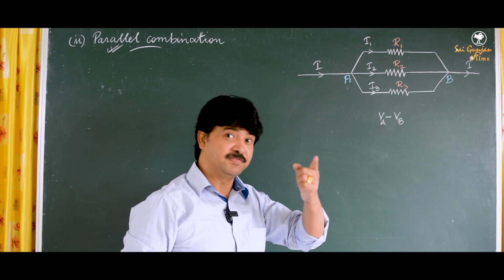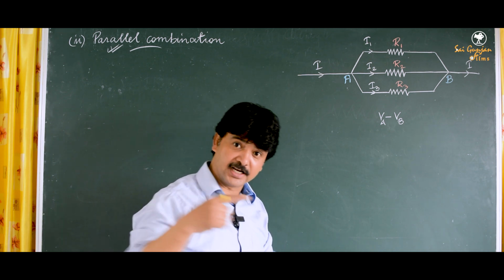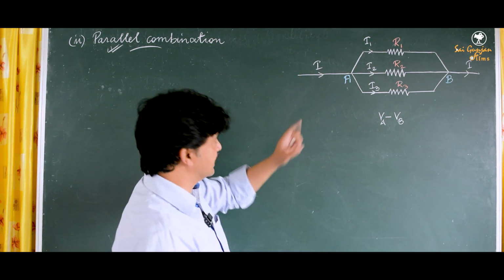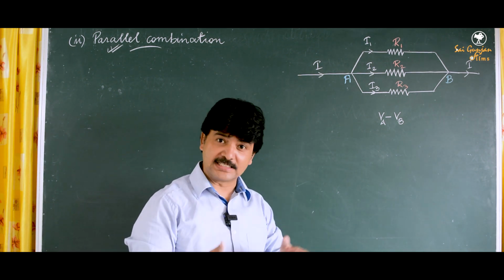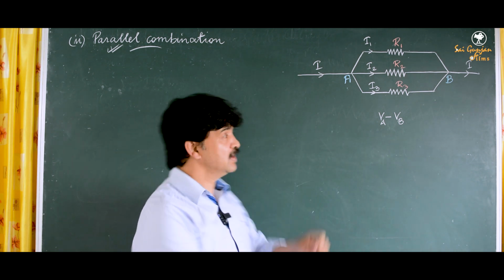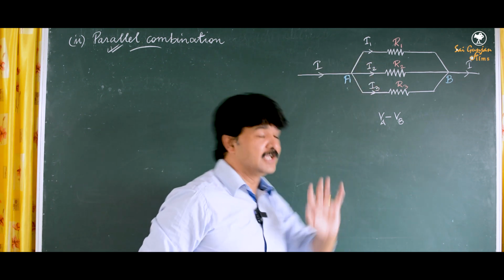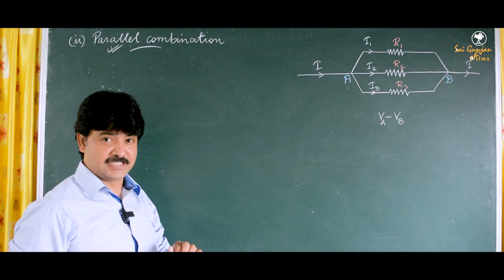Now in the previous case, that means in case of series combination, what was the same? Current was the same, isn't it? And in this case, that means parallel combination, what is the same or common? It is the potential difference. And what is different out here? It's current, isn't it? That's why we'll start with that different thing.